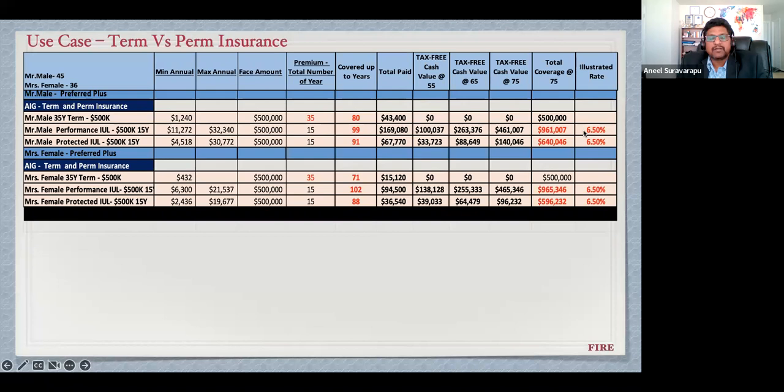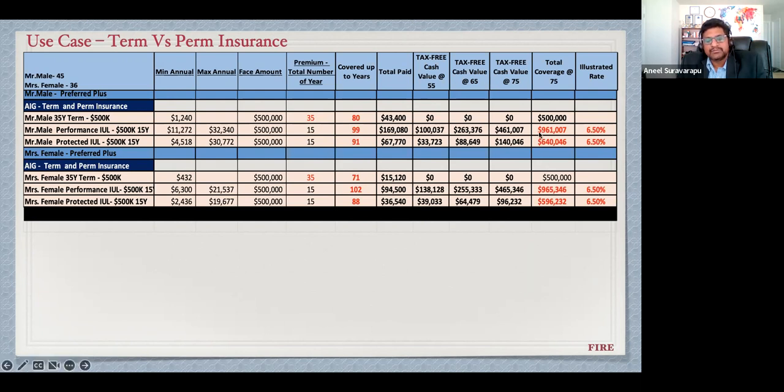For this policy, at age 55 there is a cash value of 100k that he can take, completely tax free, for multiple purposes. Then at age 65, that money grows to close to 2,063k. At age 75, it is close to 461k.